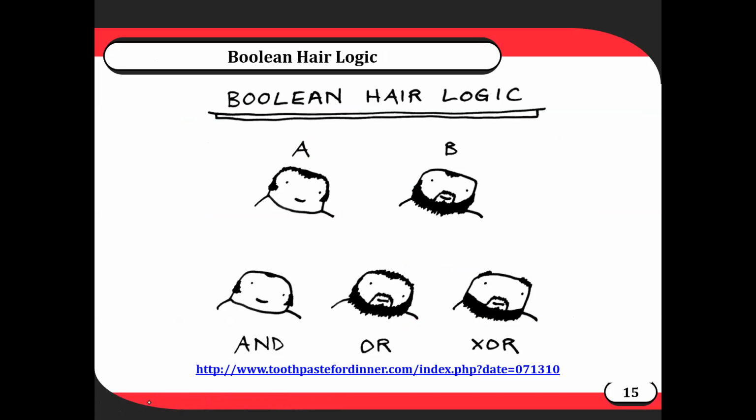Yeah, so here's a little cartoon, Boolean hair logic. If we take A and B and AND them together, then the AND has hair only where both A and B have hair.